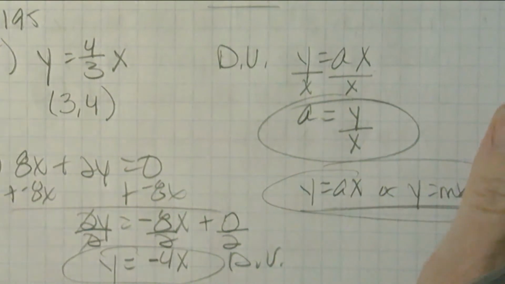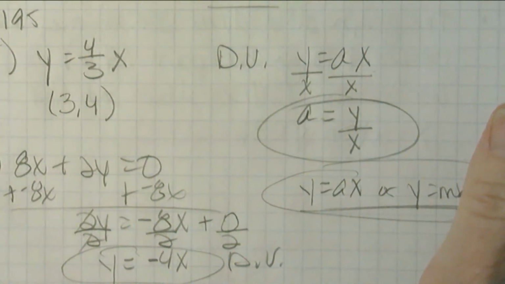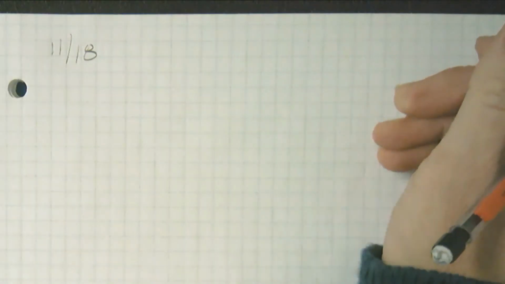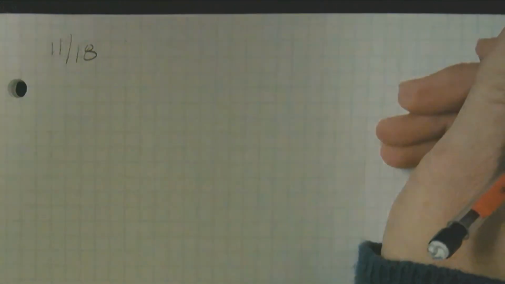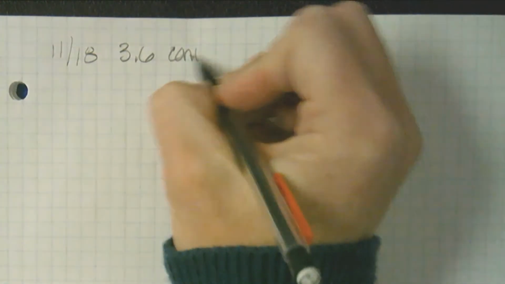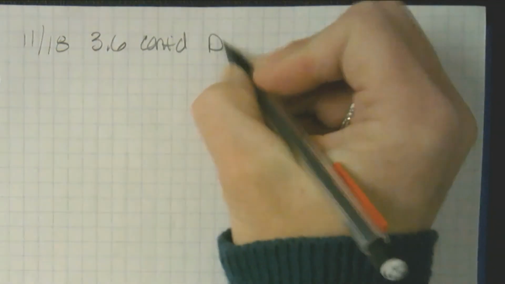Okay, put this away. Let's talk about how else we see direct variation. So today we're focusing, we did skill stuff yesterday, or Thursday, just so you understand how direct variation equations work and their graphs. Now we're going to talk about tables and story problems. All right, so we're still in 3.6. So 3.6 continued. We're talking about direct variation.